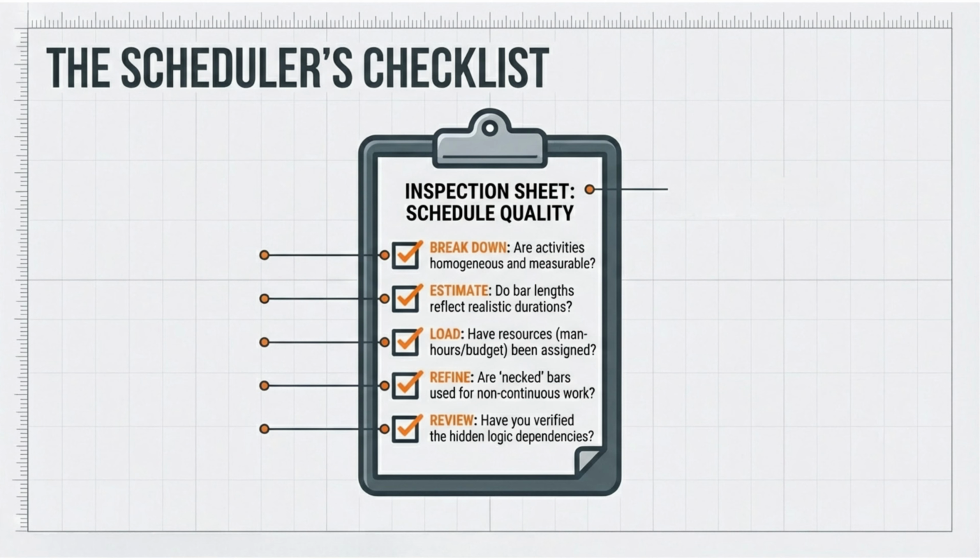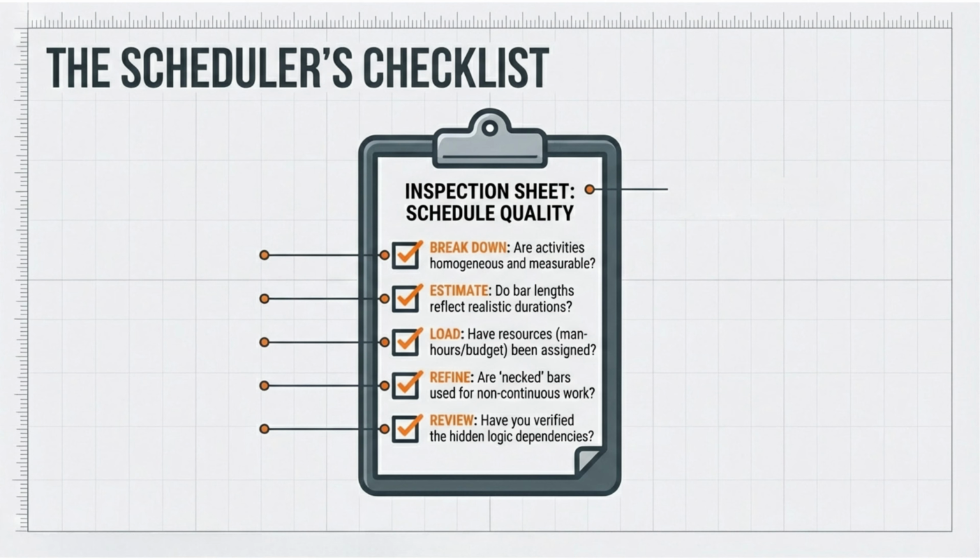3. Load. Have resources been assigned? Man-hours, budget, equipment? A schedule without resources is a wish list. It only becomes a plan when it's resourced. 4. Refine. Are necked bars used for non-continuous work? Have you honestly represented waiting periods, curing times, permit periods, inspections, rather than hiding them inside continuous bars?